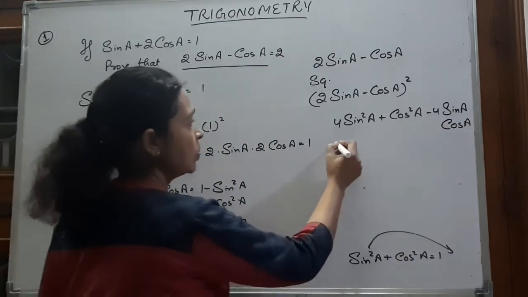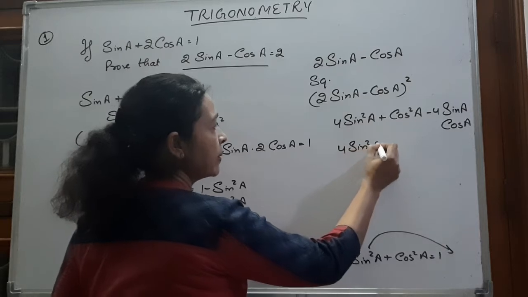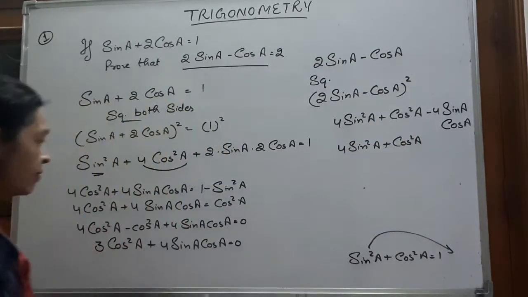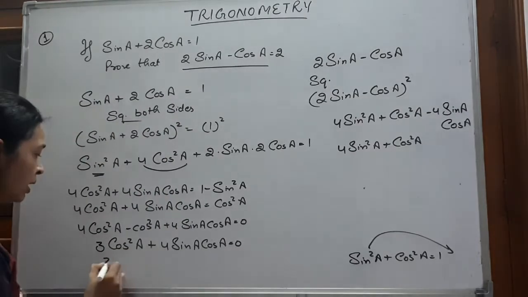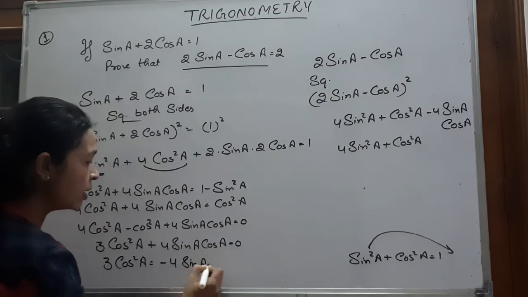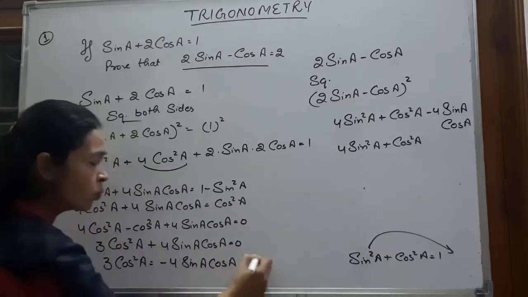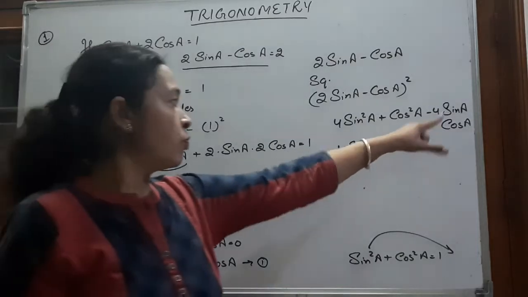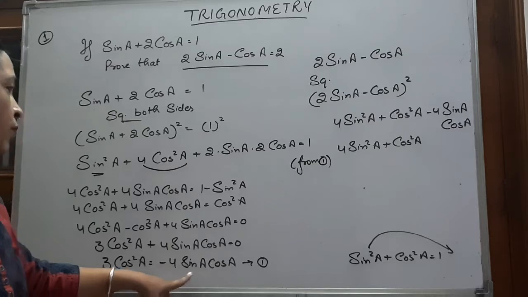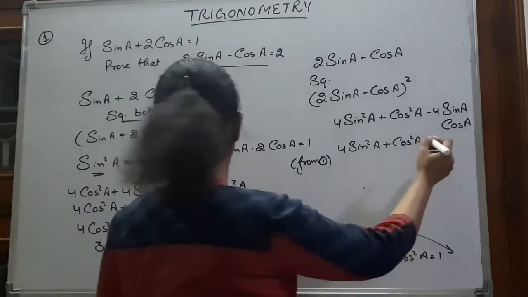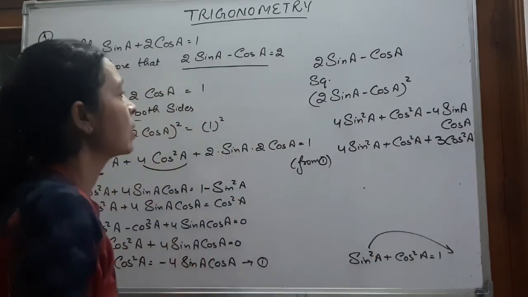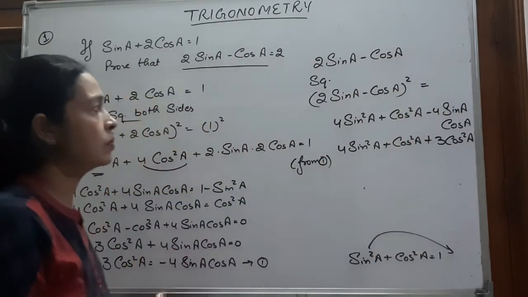Now 4 sin square A plus cos square A. What is the value of 4 sin A cos A? We will find the value from here. 3 cos square A equals minus 4 sin A cos A. Take it as first. From first, in place of minus 4 sin A cos A, what can we write? 3 cos square A.